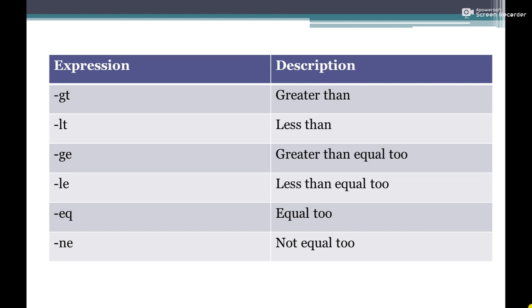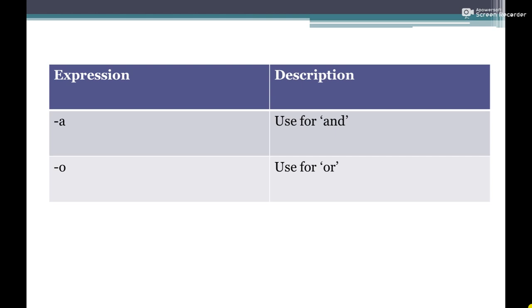So -ge for greater than or equal to, -le, that is similar, less than or equal to. As I told, the number of the condition will also be included. Then -eq, that is for equal to, -ne, that is for not equal to. So these are the expressions we are going to use in the control structure of the scripting language. And the next expressions are -a and -o. So -a defines the AND and -o is used for OR.